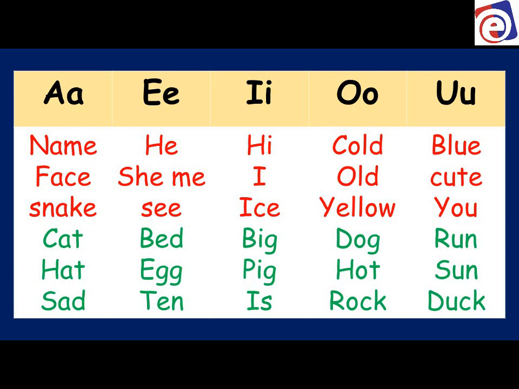O. Cold, old, yellow, dog, hot, rock. Don't forget the g, t, k. And on cold and old, you need to make the L sound and the D sound. Say it after me: old, old, cold, cold.